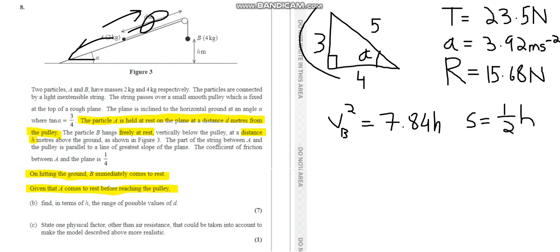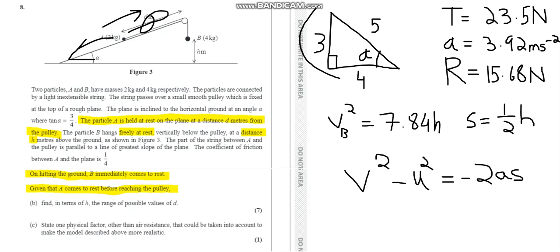Now to make sure that the range of possible values of d are within the terms of h, we can again use the formula, the SUVAT equation, v square equal to u square minus 2as. There you go. This time I just subtracted u square from both sides to bring it to the other side, which is v square minus u square. And the reason I'm using minus 2as is to make the equation positive.